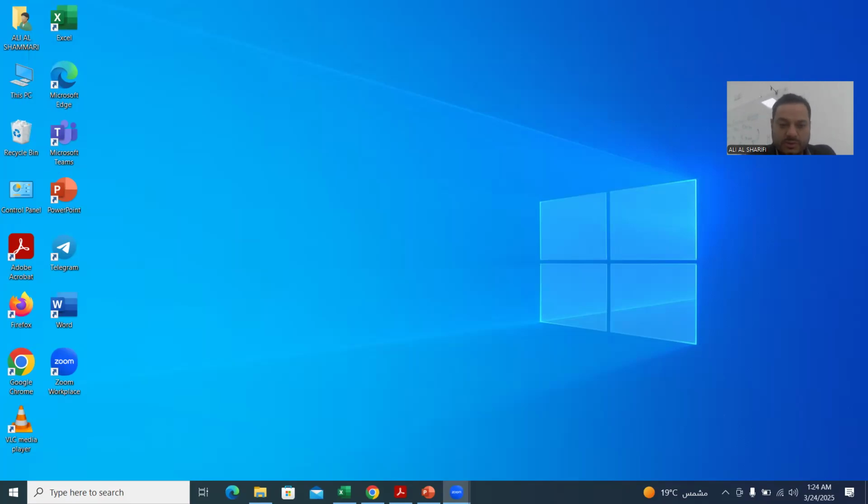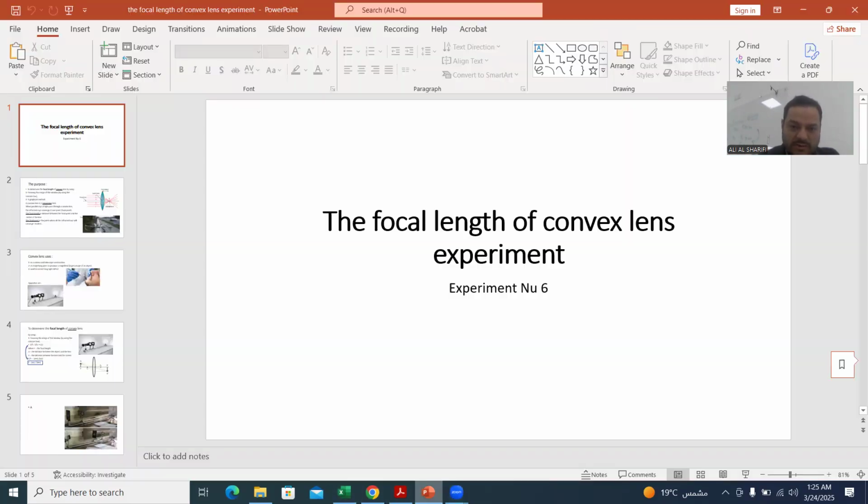I'm talking about how we can determine and calculate the focal length. That means I'm talking about the focal length distance of specifically a convex lens. Let me go to my PowerPoint. Yes, this one.